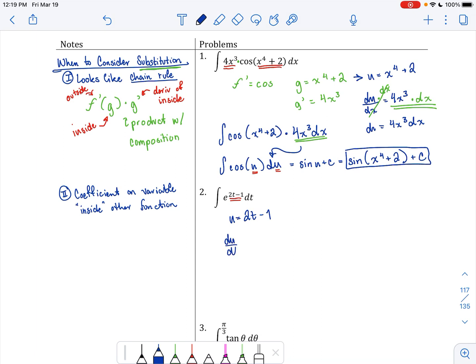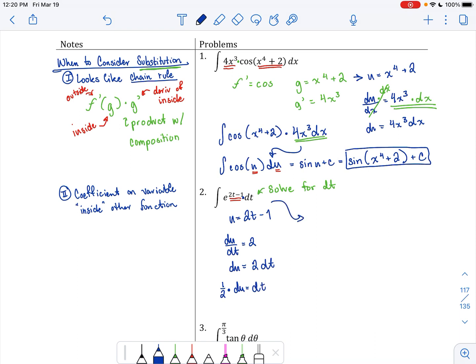Then du/dt is just equal to 2. Now, what you'll notice here in this integral is that I don't have any other terms out here. I don't have a 2, but I do have a dt. So what this tells me is to solve for dt. In this case, I'll multiply both sides by dt. So du is equal to 2 dt. Divide by 2, and 1/2 du is equal to dt.